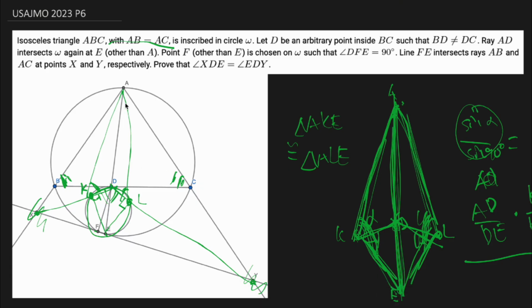So back to our original problem. We have proved that AKE and ALE are indeed congruent. They are reflections of each other across AE. So obviously, KDE equals LDE, and so XDE equals YDE. And that is exactly what we wanted to prove, so the problem is done here.